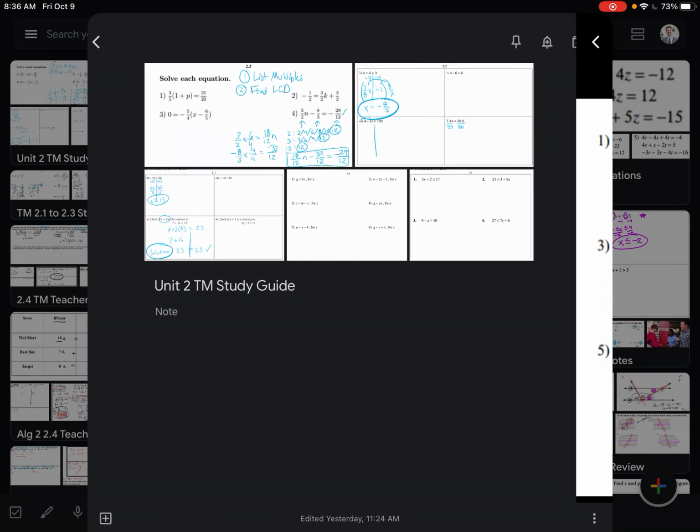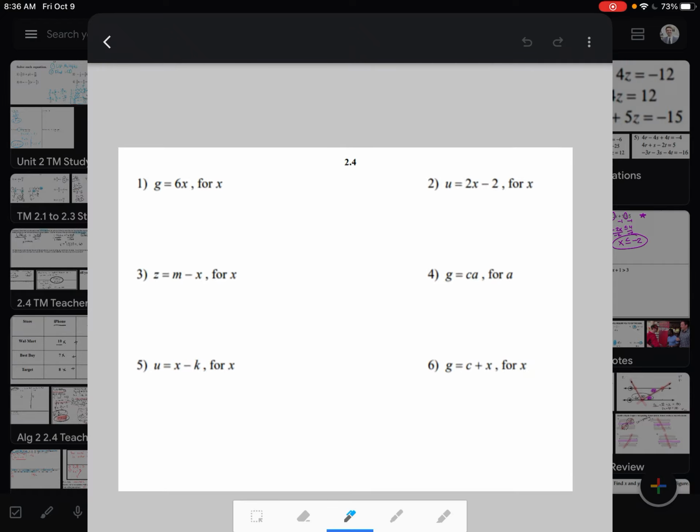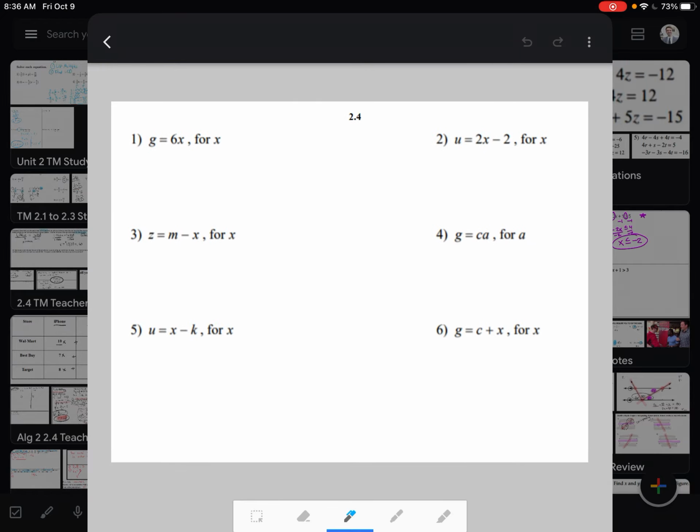All right, moving on to 2.4. This is where we're isolating variables, so they're telling us what to isolate for. So we want to solve for x, so our goal is to have x equals. So anything on that side that's not an x, we need to move over like we normally would. So 6 times x, the opposite of multiplication is division, so it's going to be g divided by 6. And that's all. So we're literally just going through, and anything that's not that variable we are isolating, we are going to move it away. So isolate the variable.